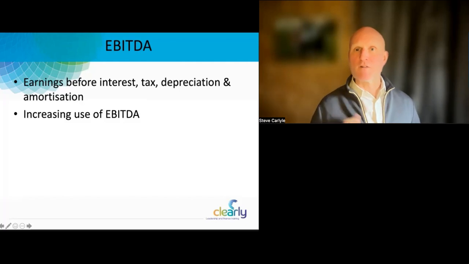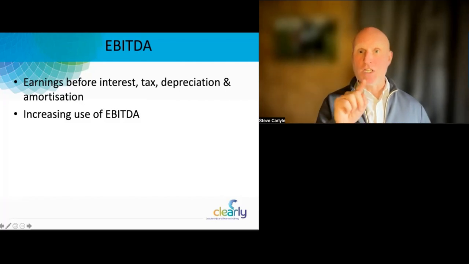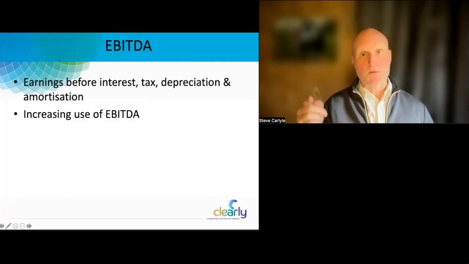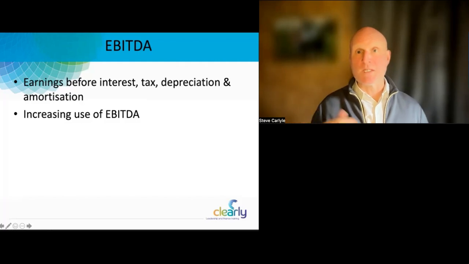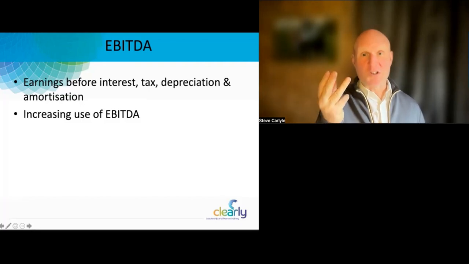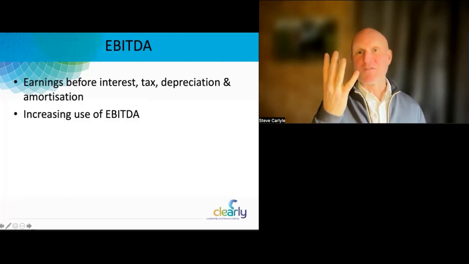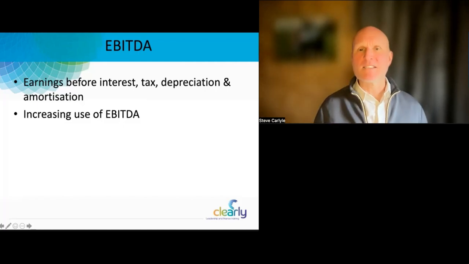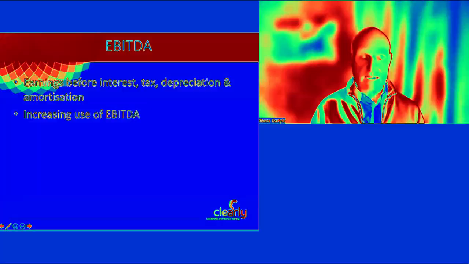Let's call that figure at the bottom EBITDA. Earnings before interest and tax and depreciation and amortization has been deducted. Because a manager doesn't control interest, tax, depreciation or amortization, let's send them a set of management accounts that doesn't include those four things. And that's where the idea of reporting EBITDA as a measure of success came from.